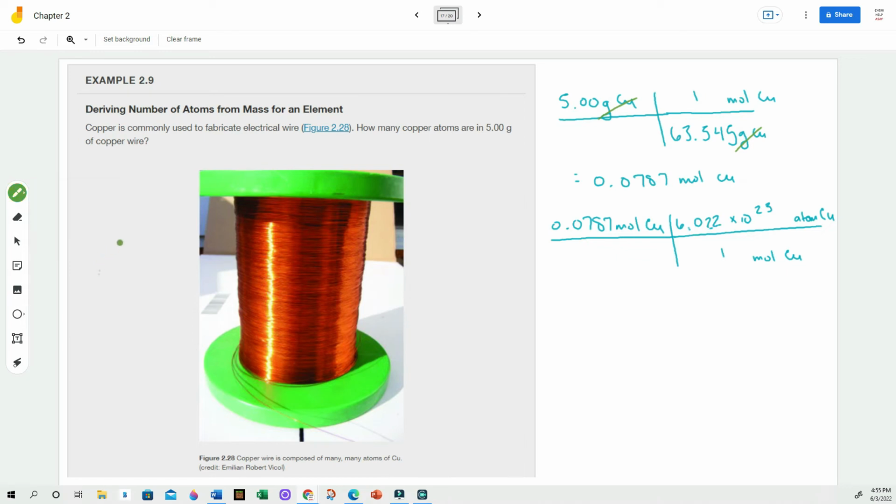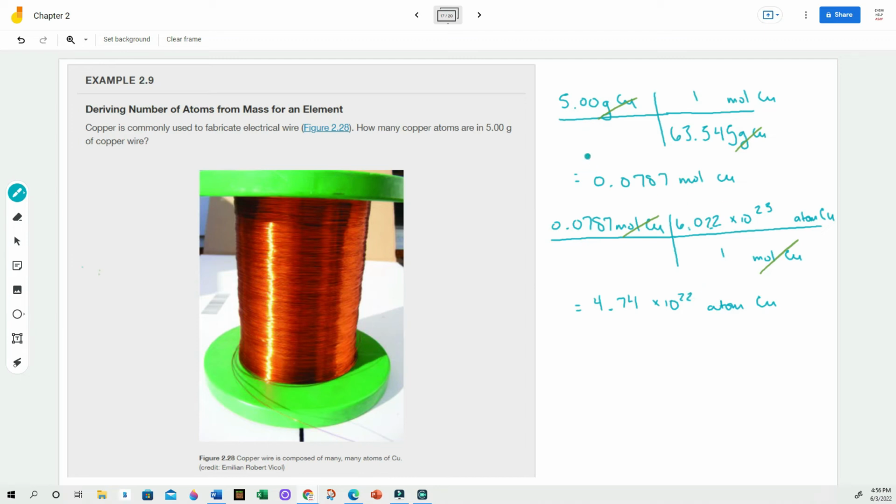Again, make sure that your units cancel. It's very easy to get these flip-flopped and to have the right idea in your mind, but end up doing the wrong calculation. That's why I always like to put my units in first. Okay, so doing this calculation, I get 4.74 times 10 to the 22nd atoms of copper. And this does make sense. We should get a very large number of atoms.